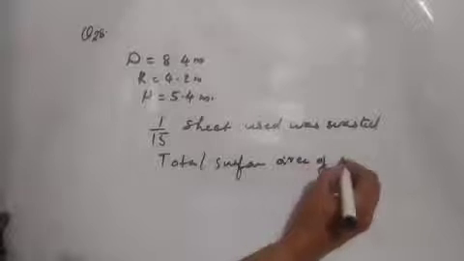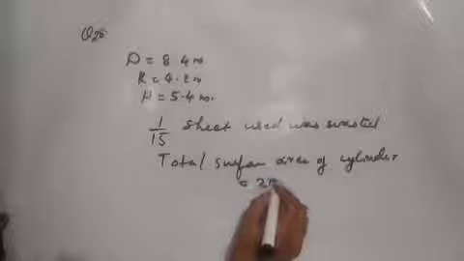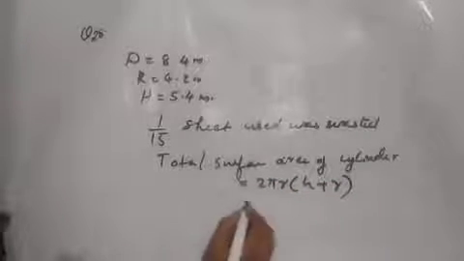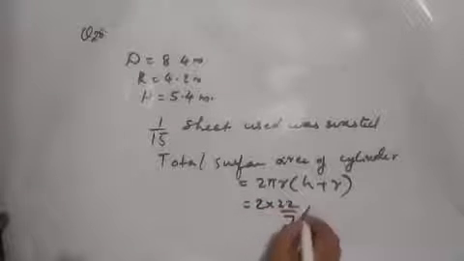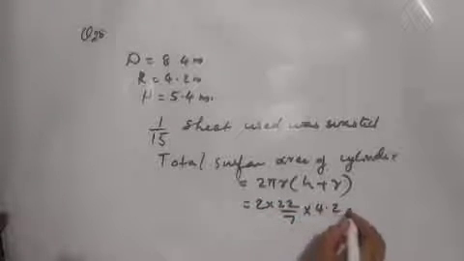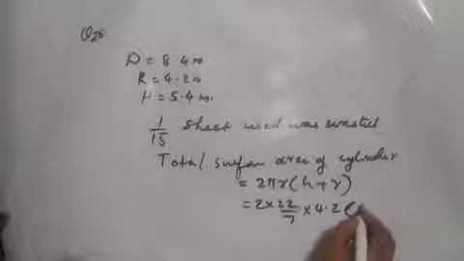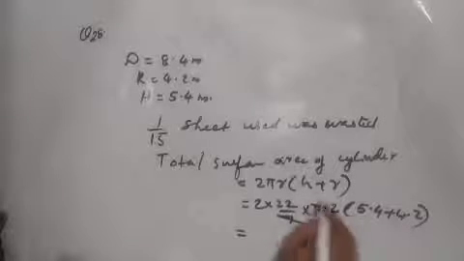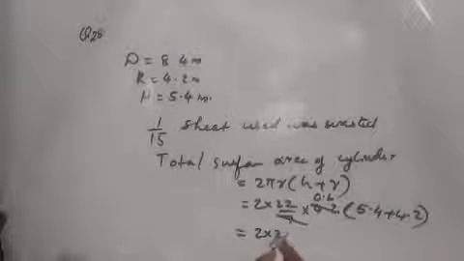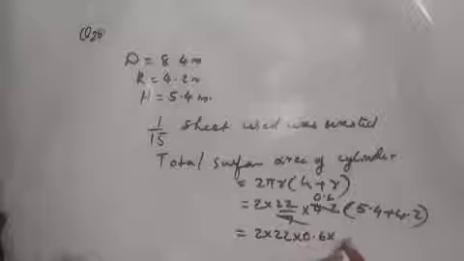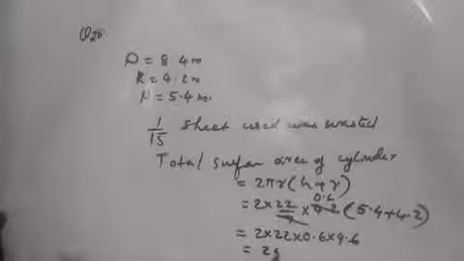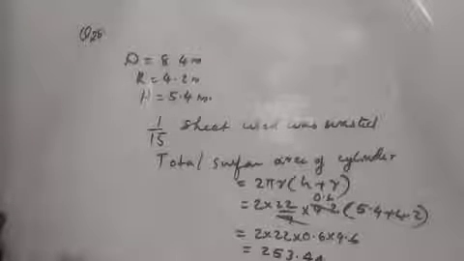How can we obtain the total surface area of a cylinder? Yes, it is 2 pi r into h plus r. First you calculate that. 2 into 22 by 7 into r is 4.2 and h is 5.4 plus 4.2. That is equal to 2 into 22 into 0.6 into 9.6, which gives 253.44 meter square.